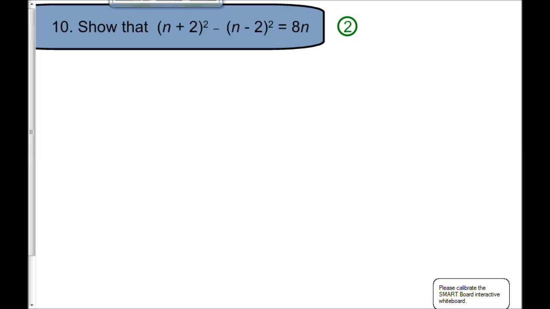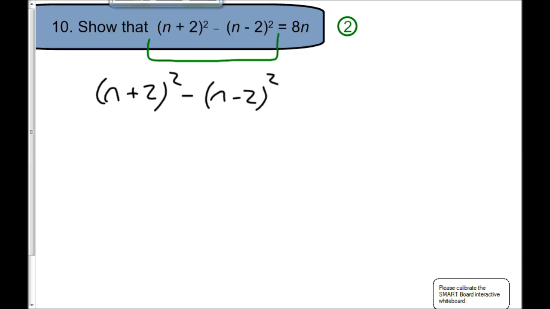So question 10. Now this one got people confused. Now when it says show that, and it's got a left-hand side equal to a right-hand side, basically ignore the right-hand side. That's what you're trying to show. So don't include it in your calculation just yet. So we're just going to take for now the n plus 2 squared, take away n minus 2 squared.